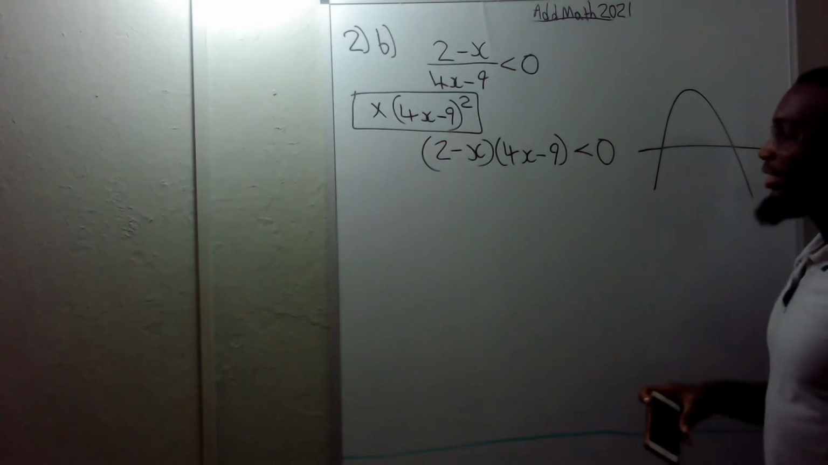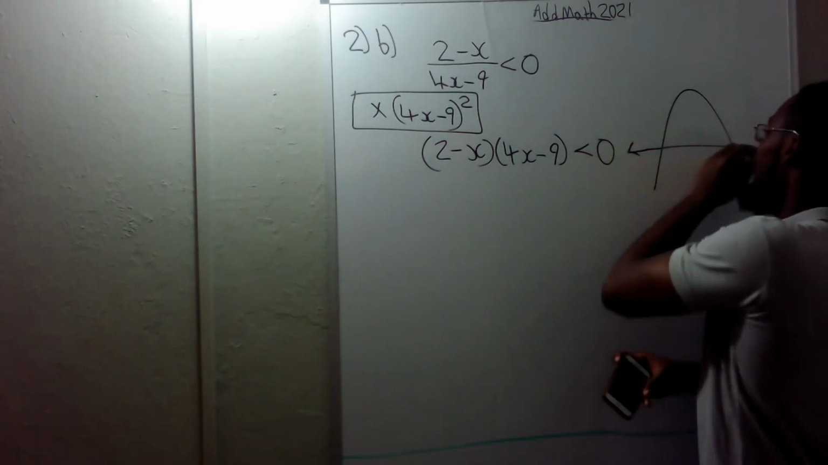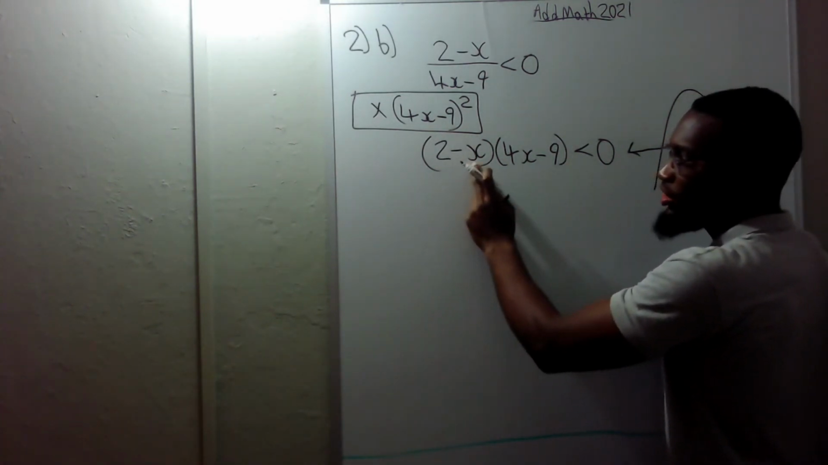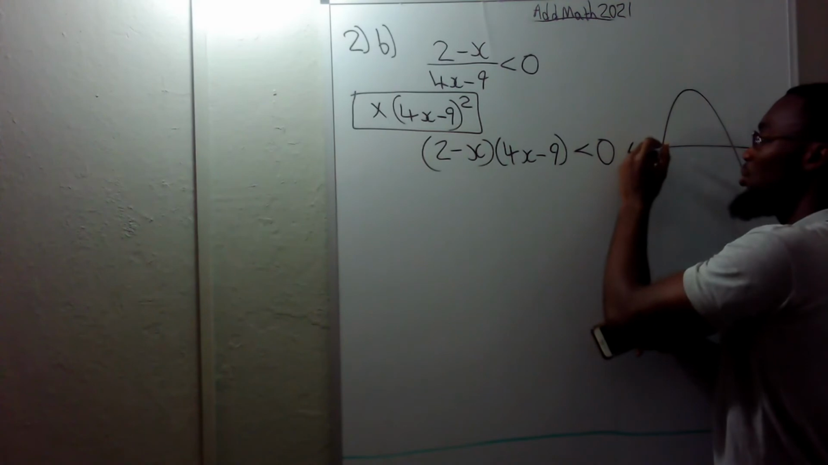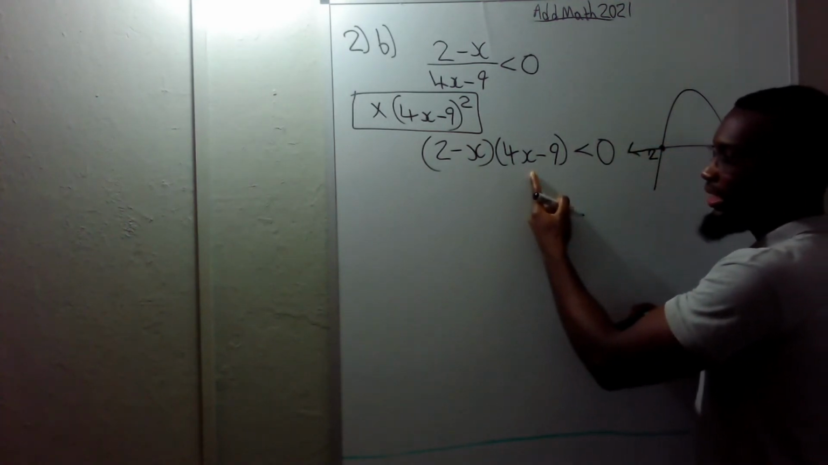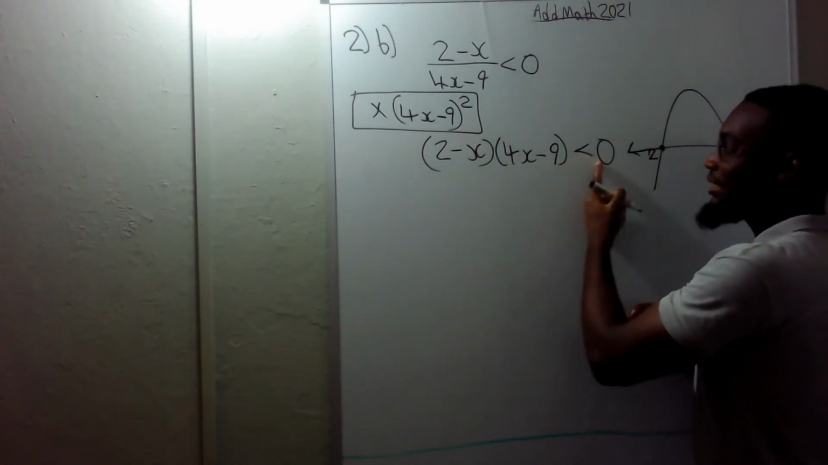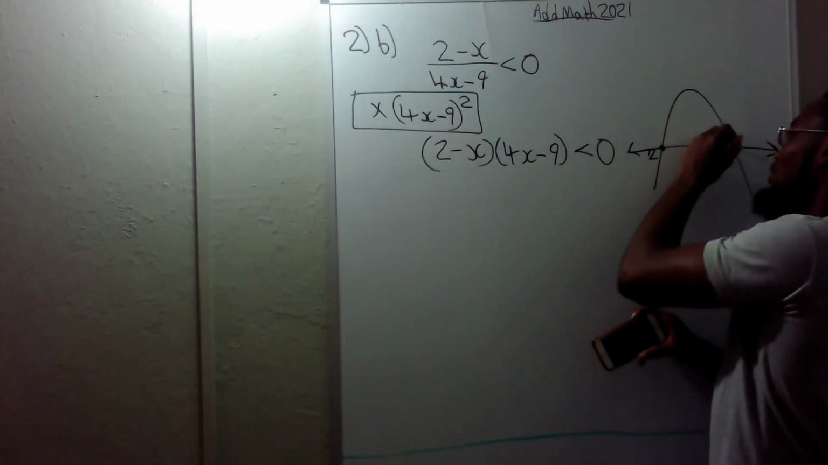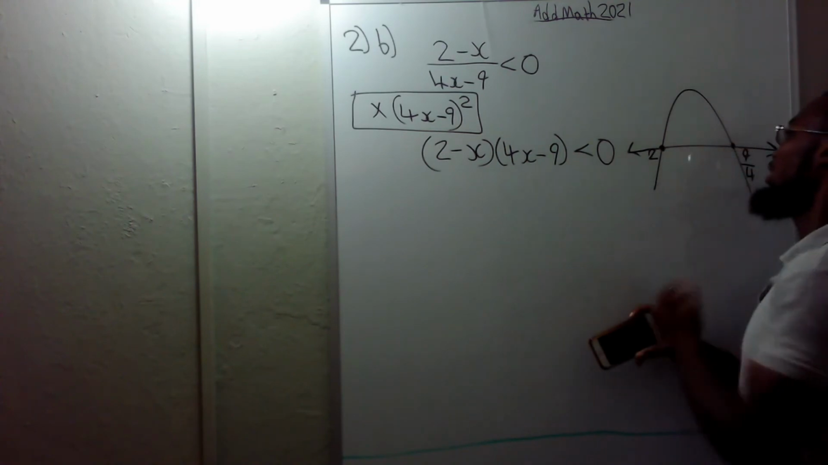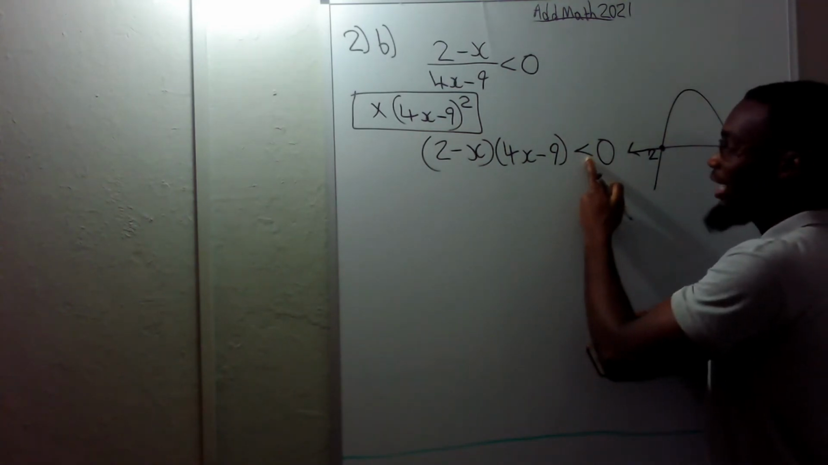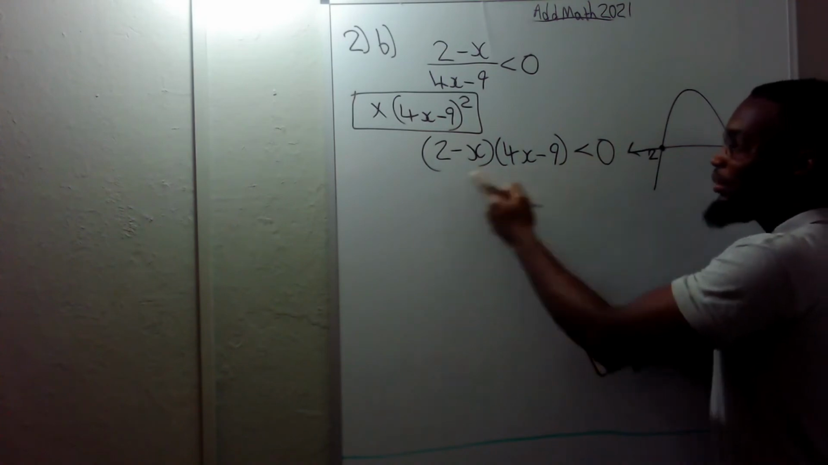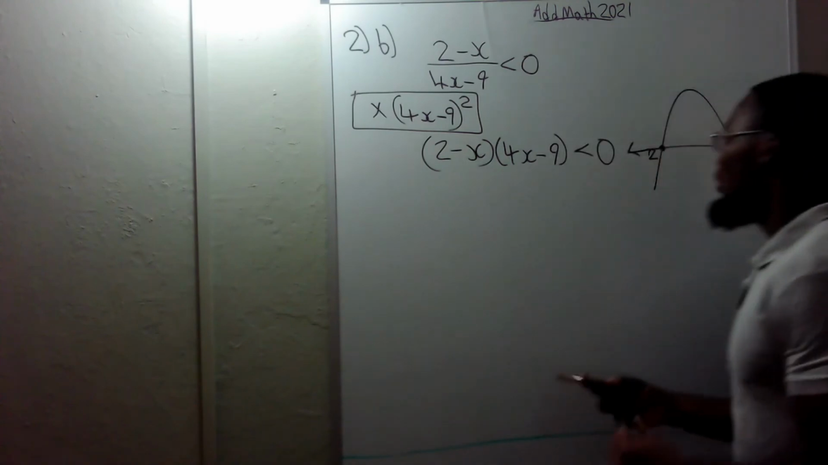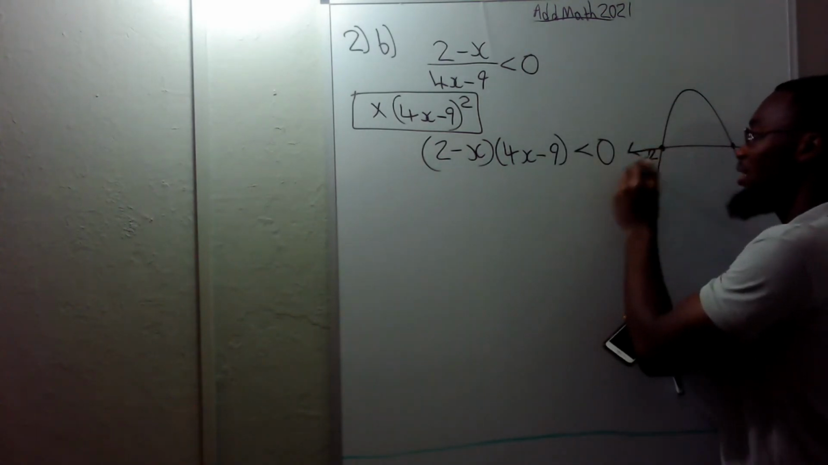It's frowning. Now guys, look at this now. Since it is frowning, when x is 2, 2 minus 2 is 0. So one of the roots is 2. And the other root comes from 4x minus 9 equals 0, which gives you 9 over 4. And we want the part of the graph where the function is less than 0. Now the function is less than 0, guys, out here.